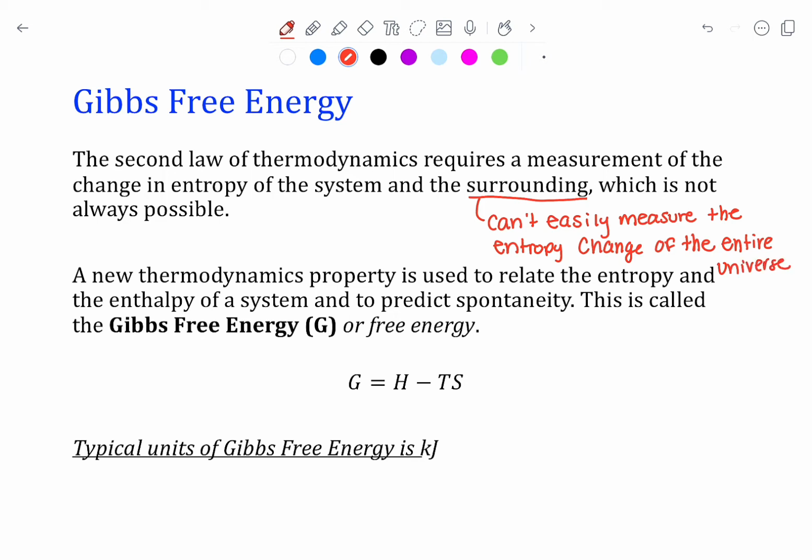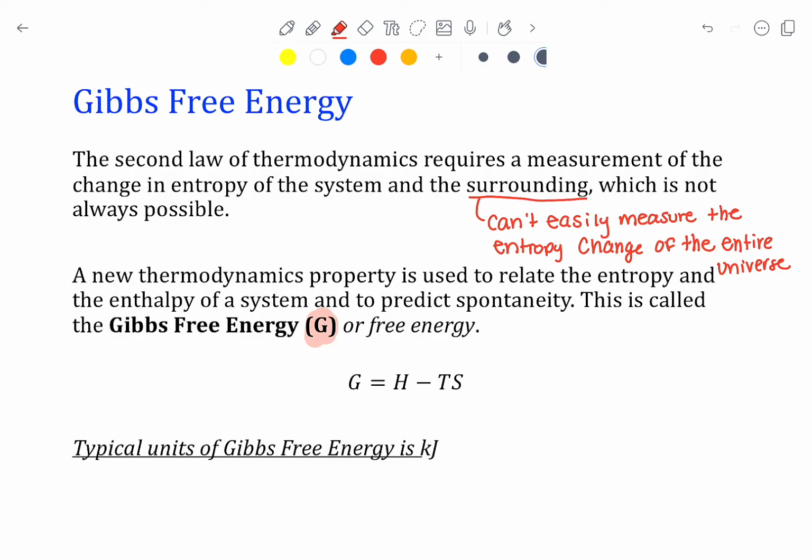So instead, we are going to introduce a new thermodynamic property that can be used to relate the entropy of the system and the enthalpy of the system in order to predict the spontaneity. And this is called the Gibbs free energy. We denote the Gibbs free energy with a capital G, G for Gibbs, and it's also sometimes just referred to as the free energy.